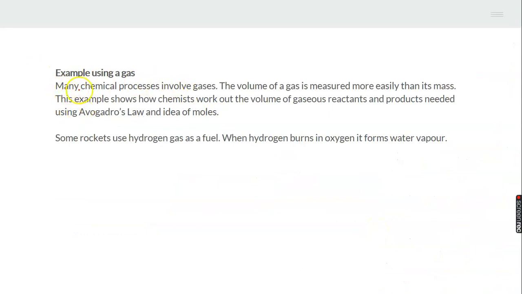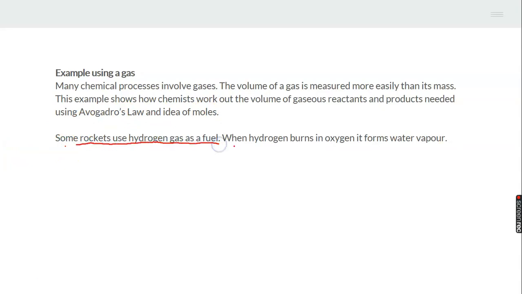When you're talking of gases, many chemical processes involve gas. The volume of a gas is measured more easily than its mass. Okay, how can you do that? The example shows how chemists work out the volume of gaseous reactants and products needed using Avogadro's law and the idea of moles.